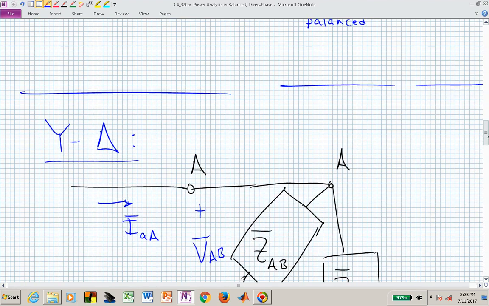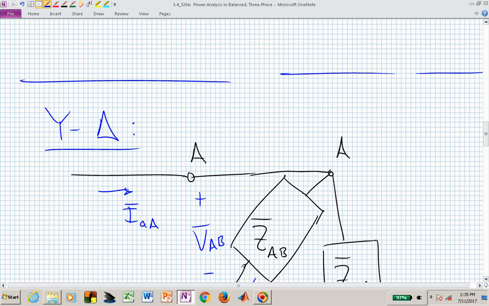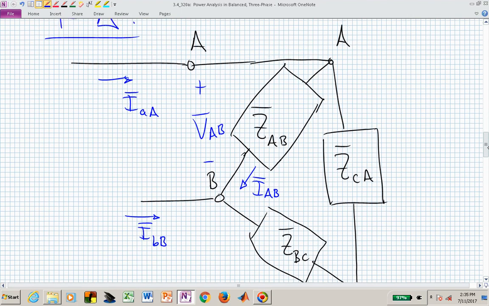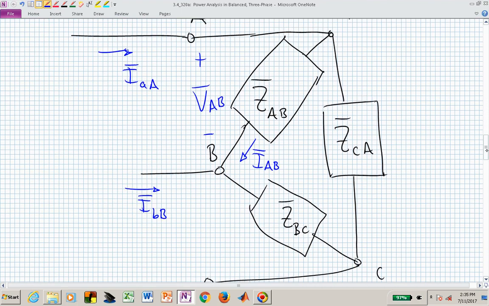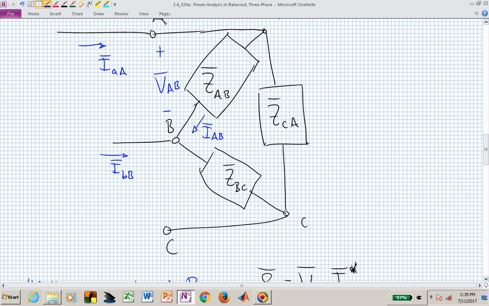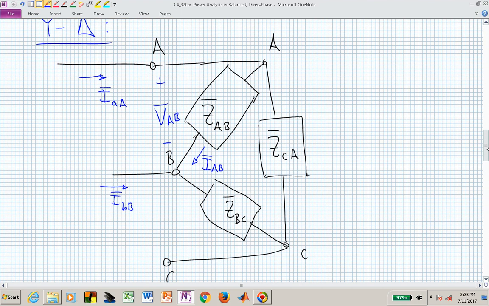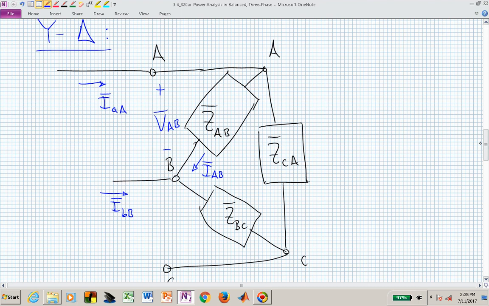What happens if we now have a delta-connected load? Here is our delta-connected load, and it's a little bit big, I guess, in terms of fitting on the screen. I guess I could try to reduce that a little bit. So here is now our delta-connected load. And what do we do?